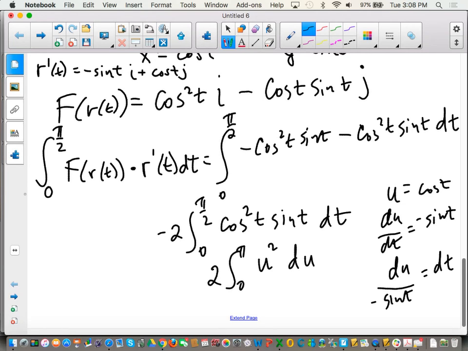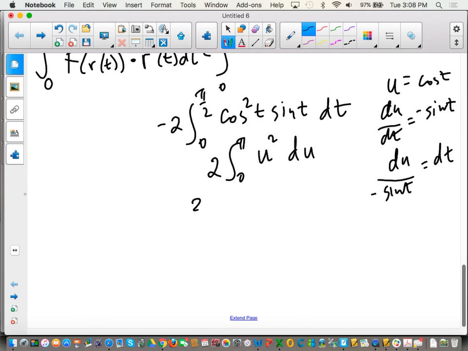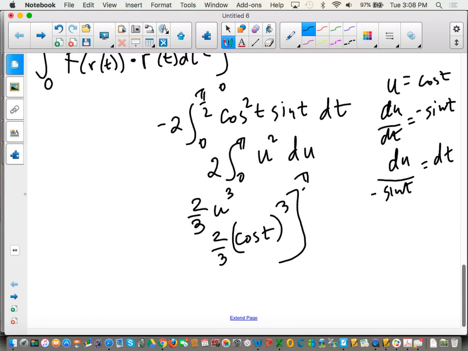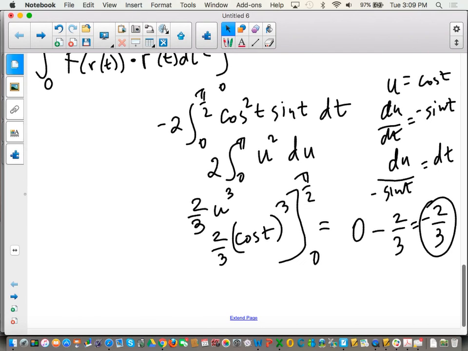Add 1, divide by 3, 2/3 u cubed. So it's 2/3 cosine of t cubed from pi over 2 to 0. Cosine of pi over 2 is 0. So 0 minus cosine of 0, which is 1, cubed is still 1, so we get 2/3. So you get negative 2/3. That's the work. And it is negative because it's acting against the object.